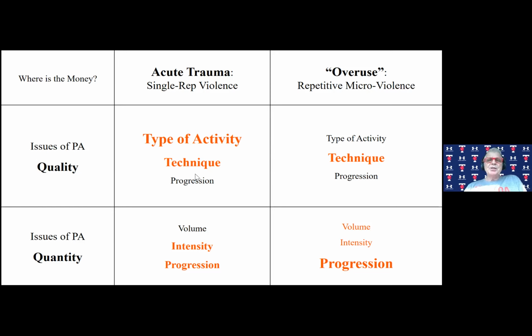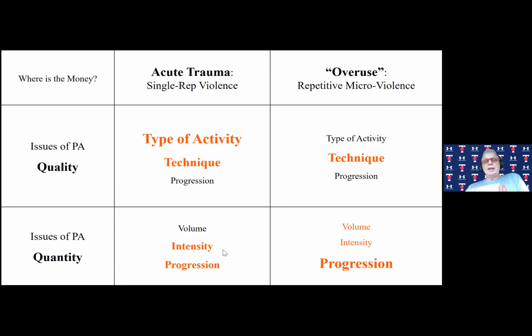The other issues that determine the likelihood of acute trauma: movement technique is critical. And this is where I'm talking about the quality of movement. It's not something that's often tracked. It's looked at in research studies, but it's not usually tracked in large scale injury surveillance systems because we don't have good input on how well people are moving. But the other issues involve the quantity of movement.